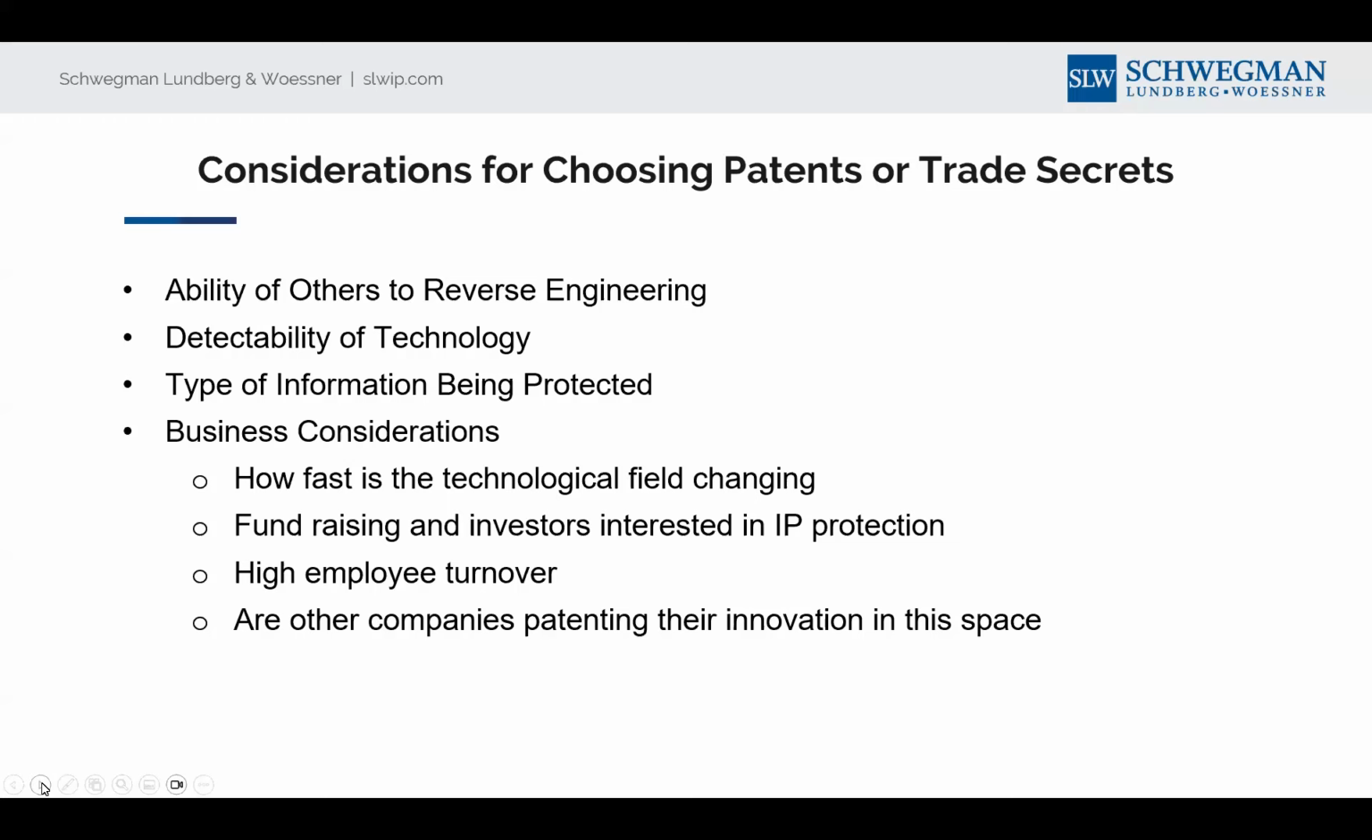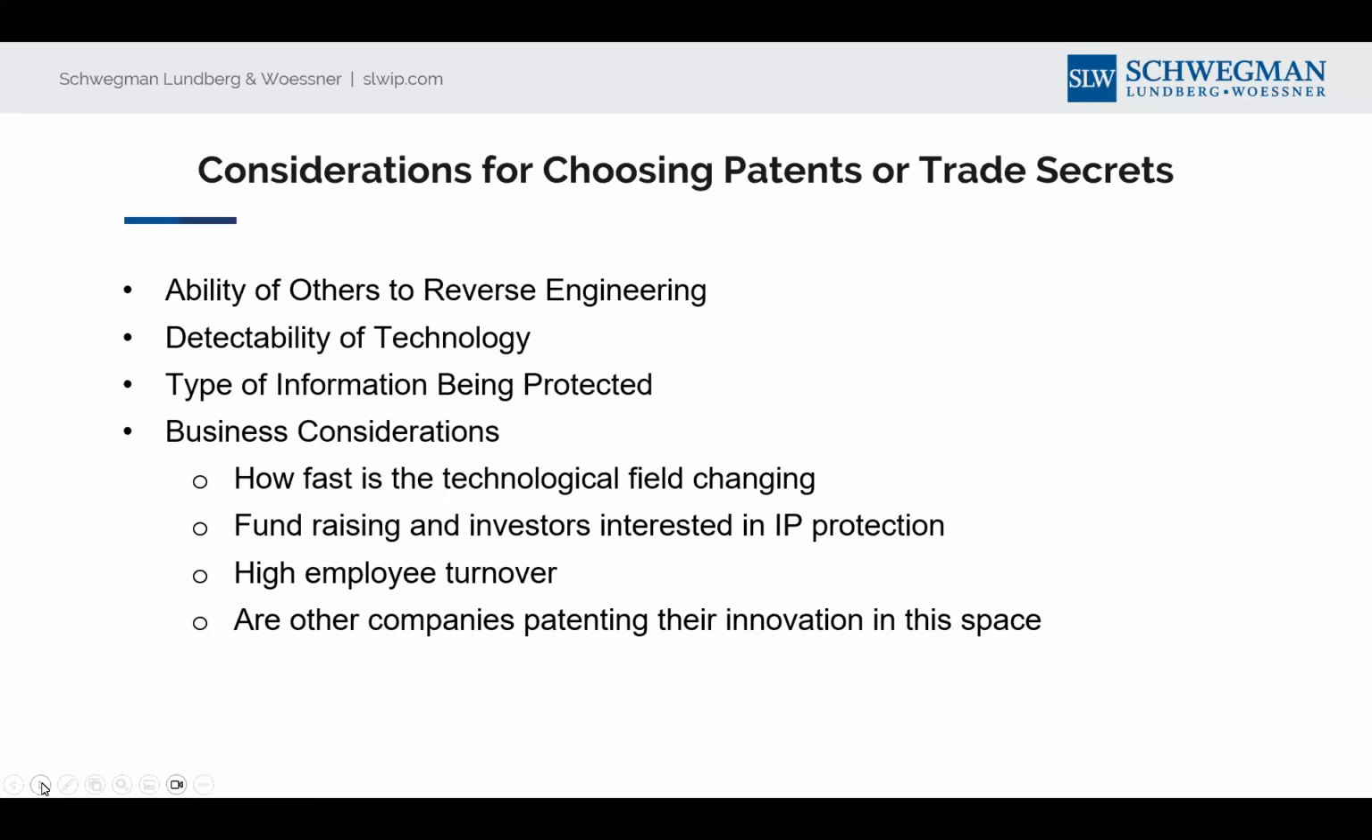And then there are always the business considerations of how fast the technology is changing. Is there fundraising? Are the investors asking about your patent portfolio? What's your IP strategy? Whether you choose patents or trade secrets, it's always so important to have a clear strategy so that the investors understand how your technology is being protected and why.